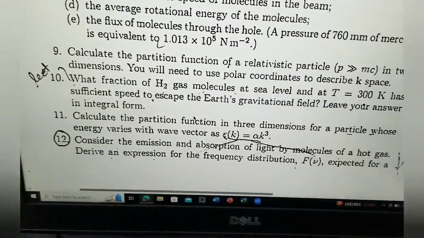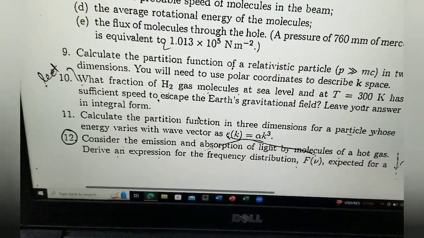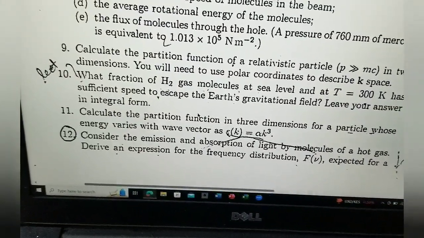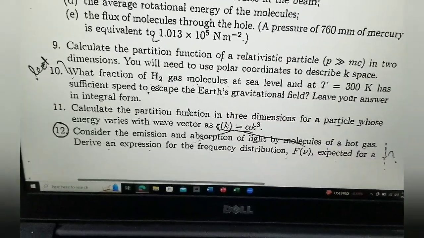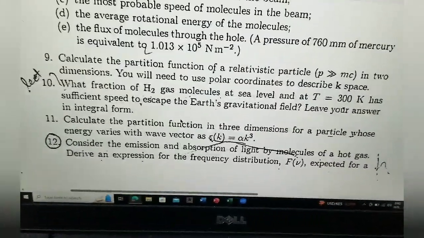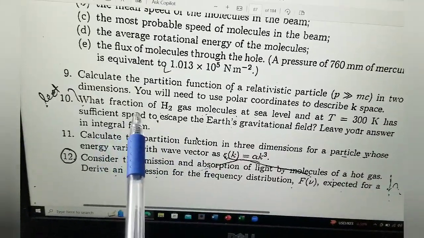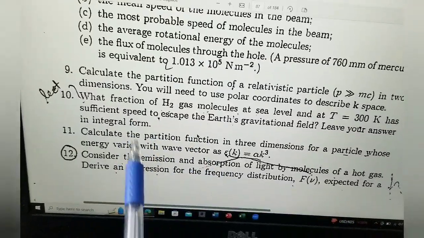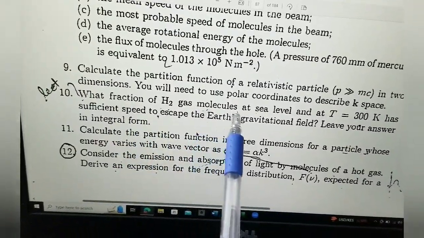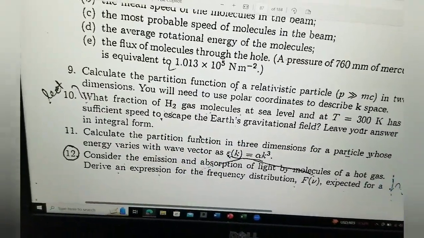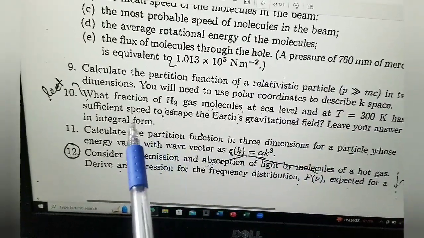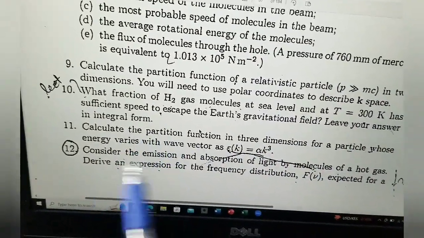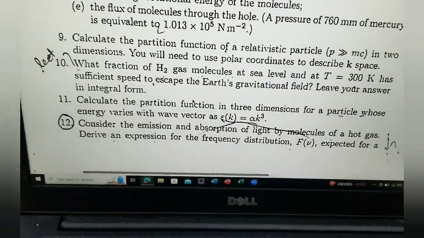We don't have to solve that integral. We'll just need to write the integral, and that's it. What we have to do is write an expression for the fraction of hydrogen molecules which have sufficient speed to escape the Earth's gravitational field.